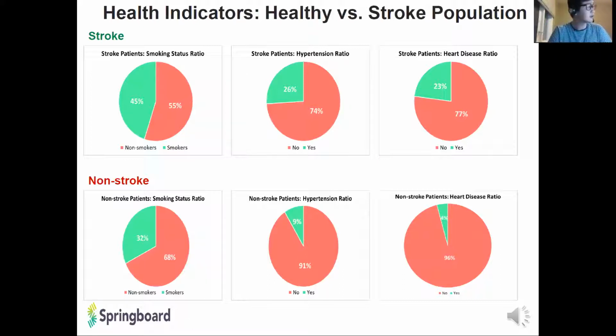And then also with the hypertension ratio, the stroke patients had a higher proportion of people with some history of hypertension. And with heart disease, it actually holds the same truth: there is a higher proportion of the stroke patient population who have some history of heart disease compared to the non-stroke patient population.